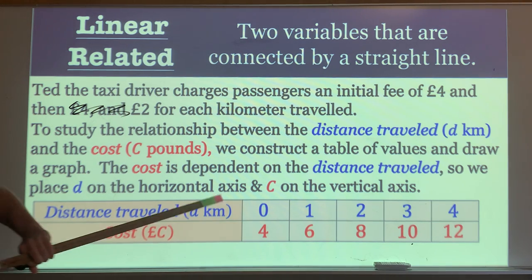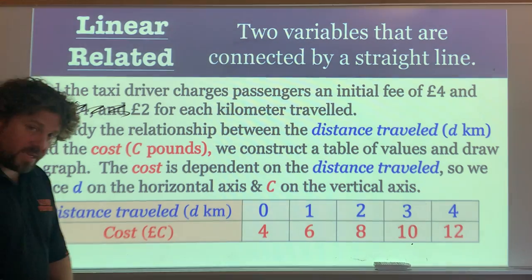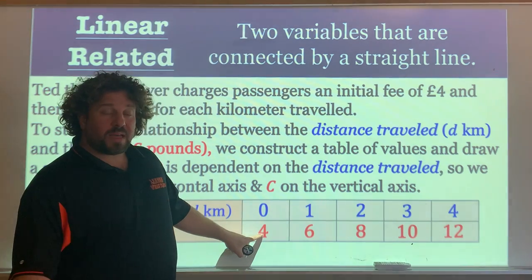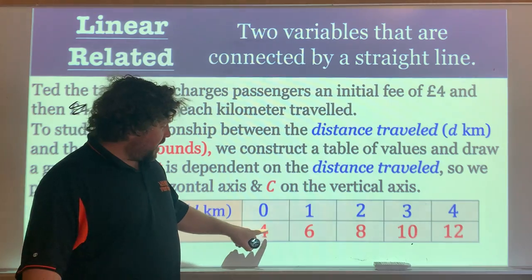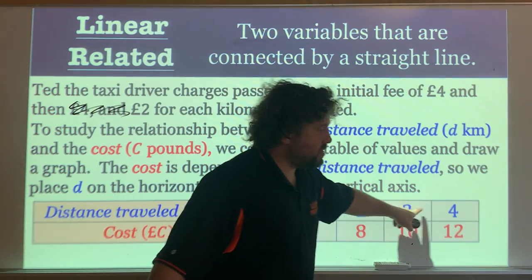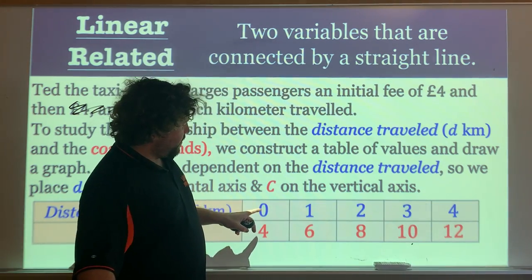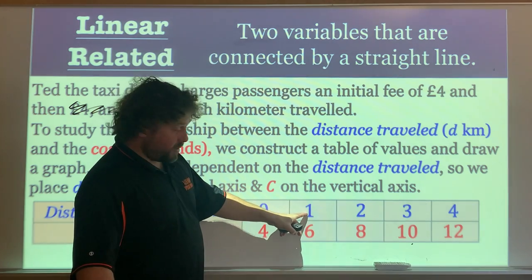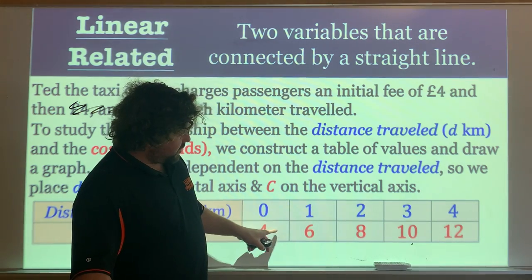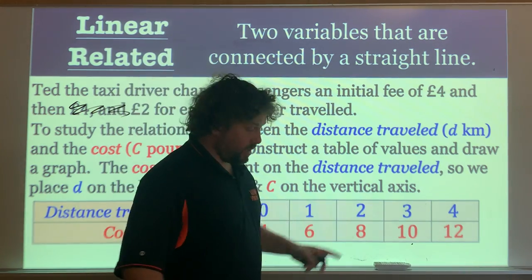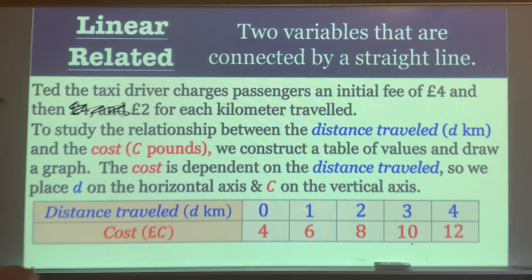As soon as you get into his taxi, you automatically have to pay £4. Now, for every kilometer you go after that, you add extra pounds. So if you go anywhere up to 1 kilometer, you pay 4 pounds. You go 1 kilometer, it's 6. You go 2 kilometers, it's 8, and so on. And that's pretty much how it's set up.